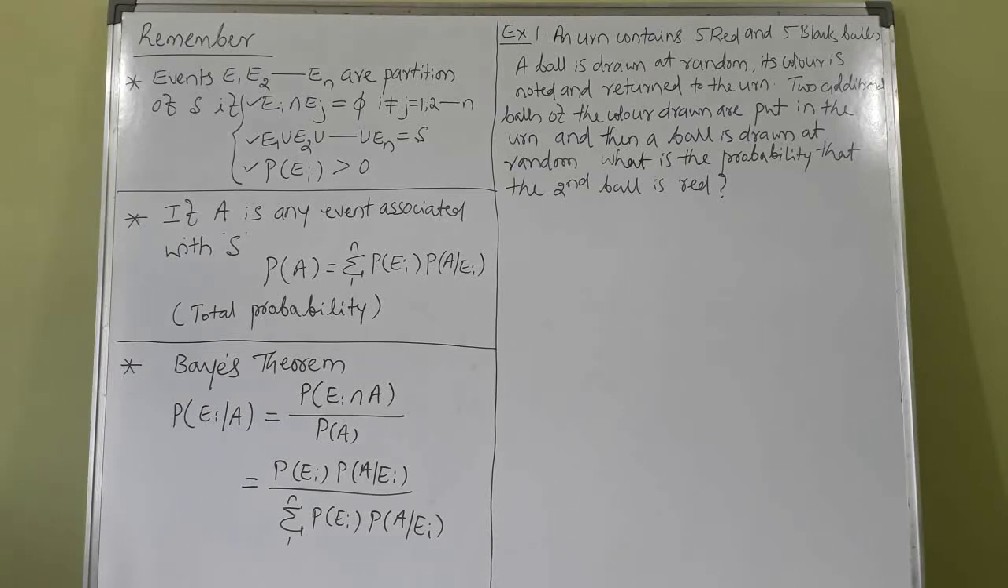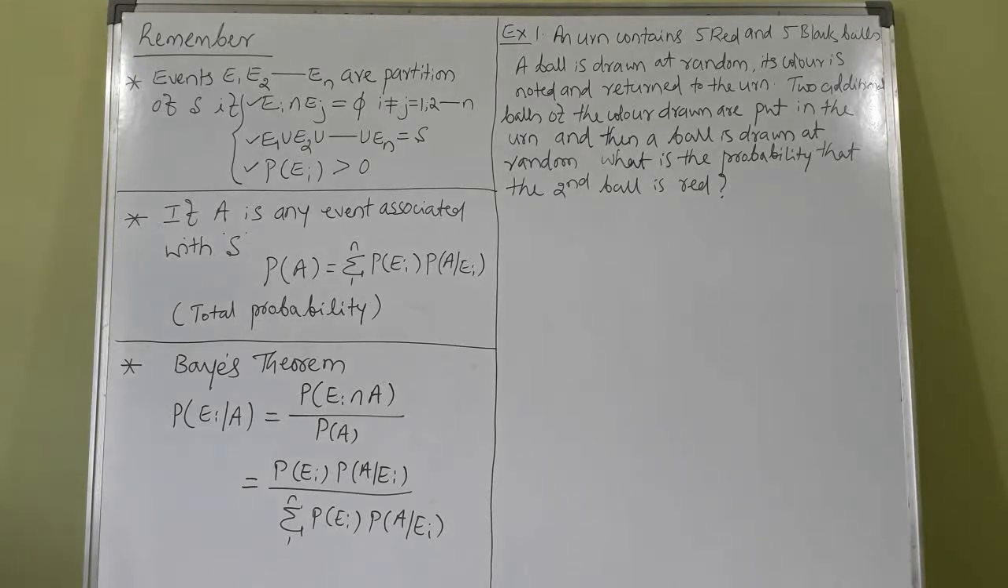Bayes' theorem is based on this conditional probability. Probability of Ei given A is equal to probability of Ei intersection A divided by probability of A. This is the conditional probability definition. If you write the formula of total probability in the denominator, you will get Bayes' theorem.